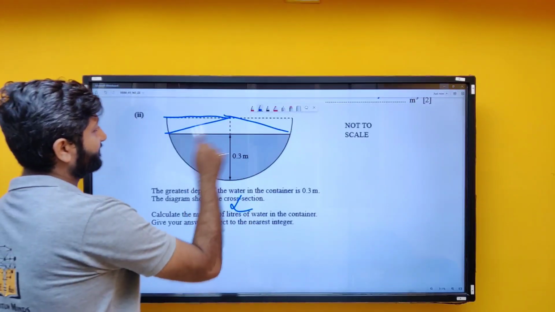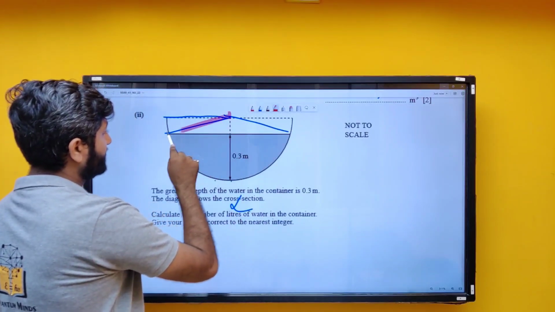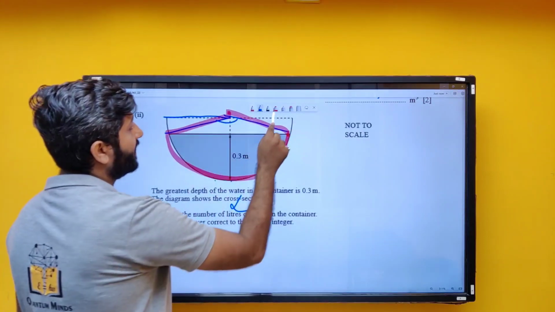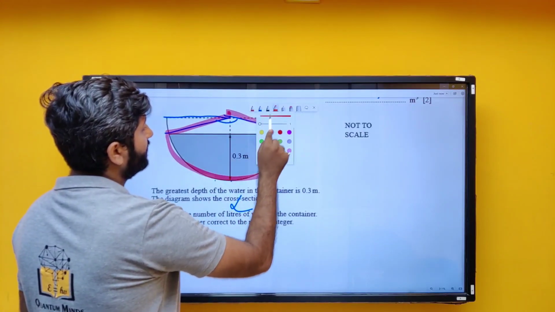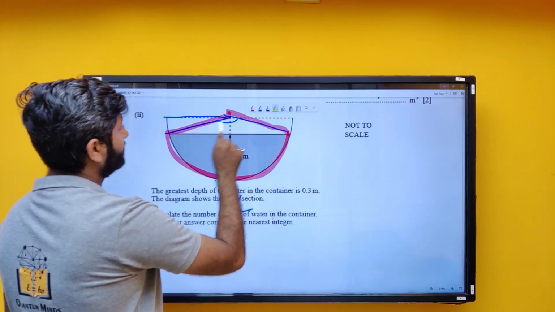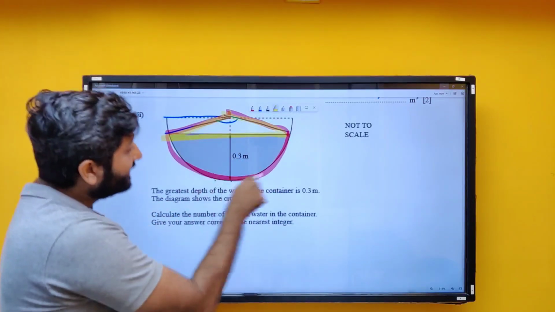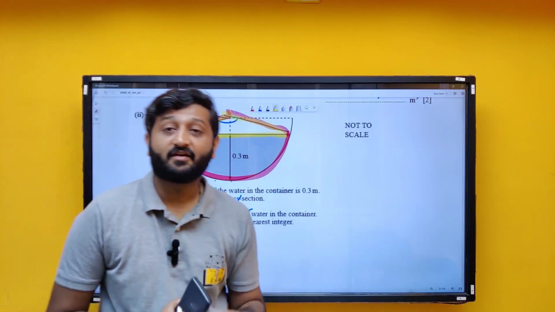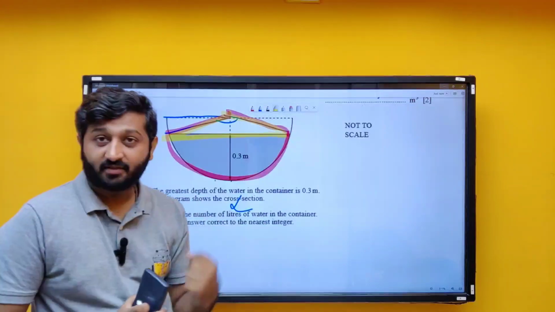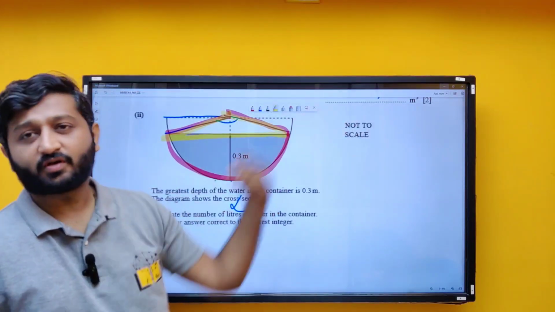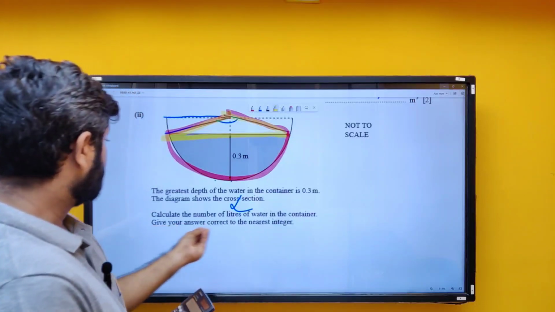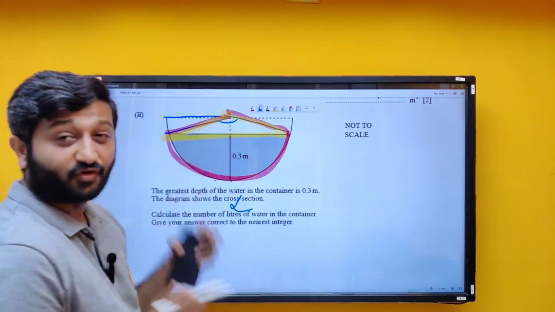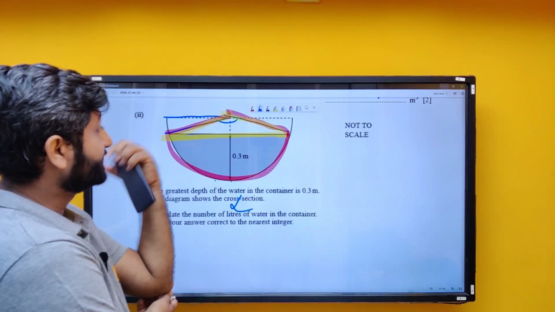So if you observe, this forms a sector. This is my sector angle, and this is my triangle. So from this sector area, if I subtract the area of the triangle, then I get the area of the shaded region. Now that area of cross section into 4 will give me the number of liters of water in the container, right? So first for that I'll have to find the angle of the sector.